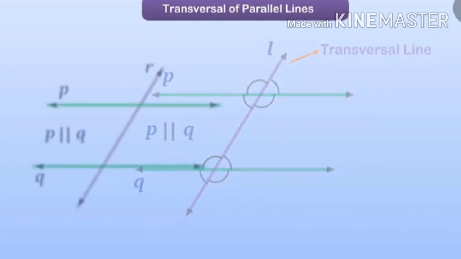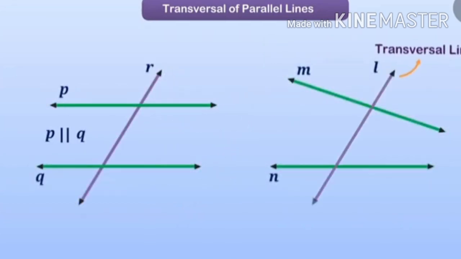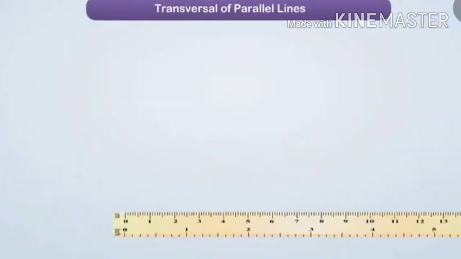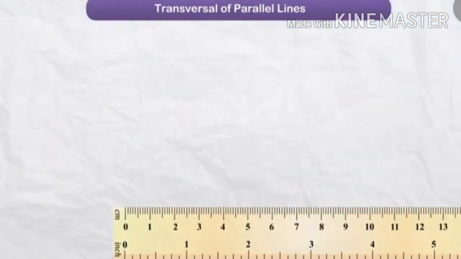In the previous video we learnt that the transversal of two lines makes different angles. Then, when those two lines are parallel, we get to know even more interesting things about the angles made by the transversal. Let's learn about them. We will understand this by doing an activity.